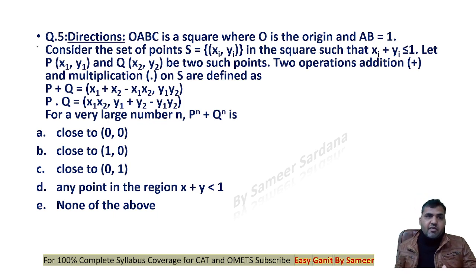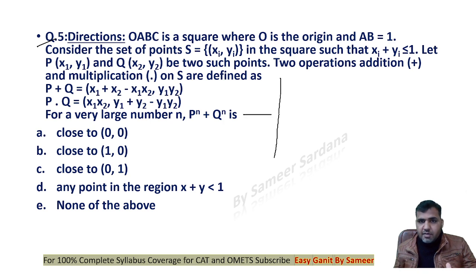Now this question number 5 of coordinate geometry: OABC is a square where O is the origin and AB is 1. This is an amazing question, guys. Slightly difficult to comprehend, but once you comprehend it, the question is very, very simple. See guys, OABC is a square where O is the origin, AB is 1.